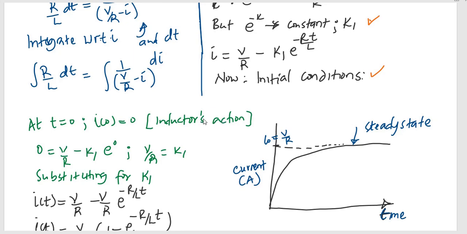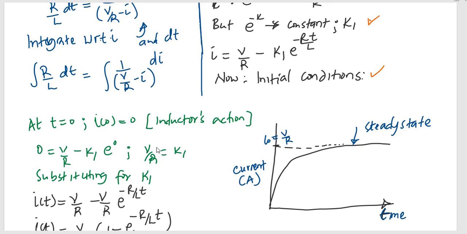The inductor is that device that always hates the change in current. Any change in current, the inductor will try to stop it. Therefore, at the instant when the switch is closed at t equal to 0, the current flowing through the circuit will be 0 due to the inductor's action. Therefore, when we substitute in this formula, it means 0 is equal to V over R minus K1 exponential of 0.